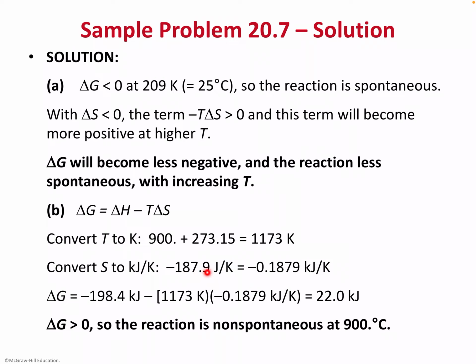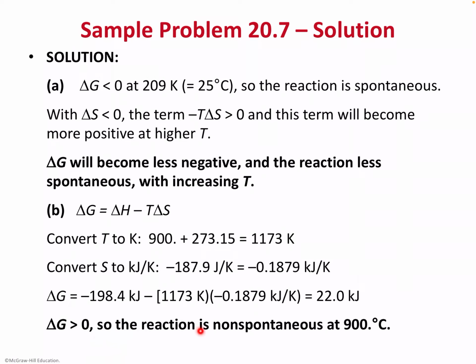Negative 187.9 joules is 0.1879 kilojoules. So delta G would be delta H, this is the value given, 198.4, minus the temperature times the entropy in kilojoules. So delta G is 22, positive. Delta G is greater than 0.